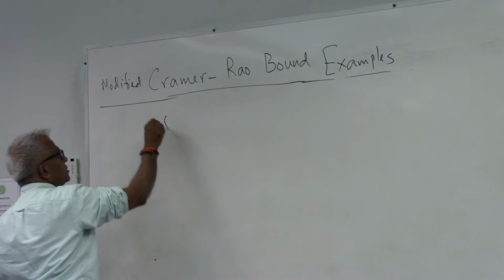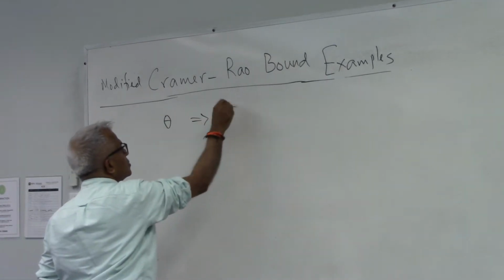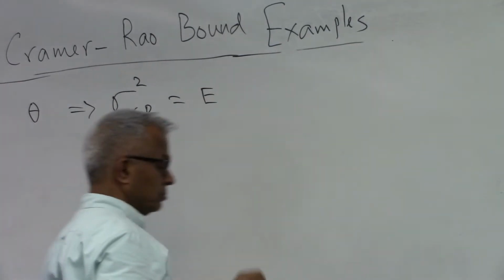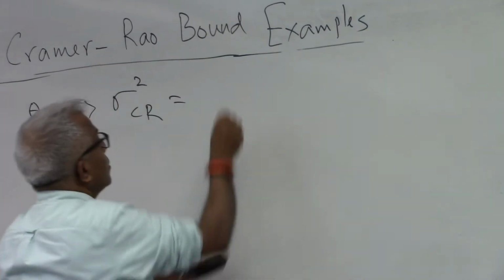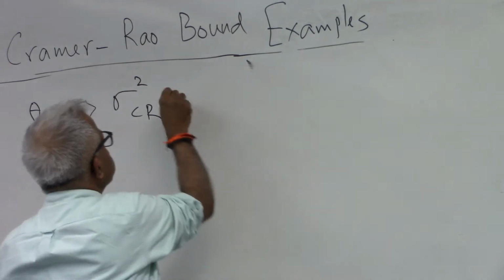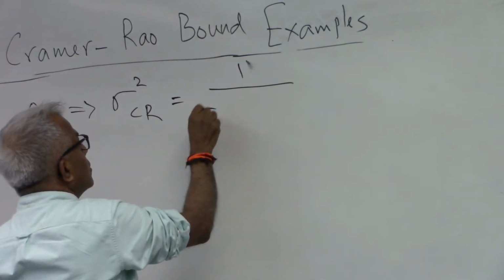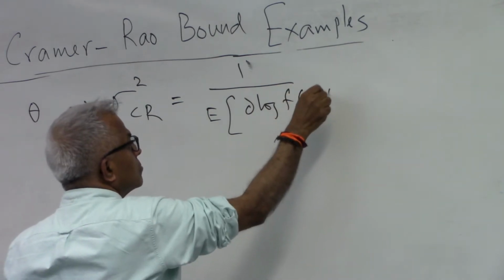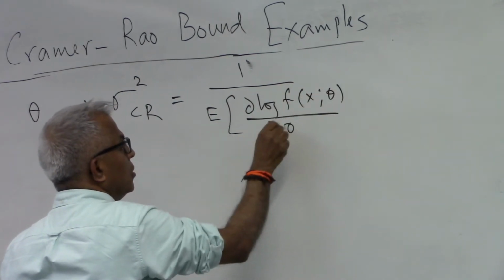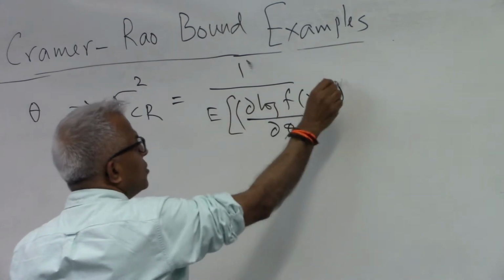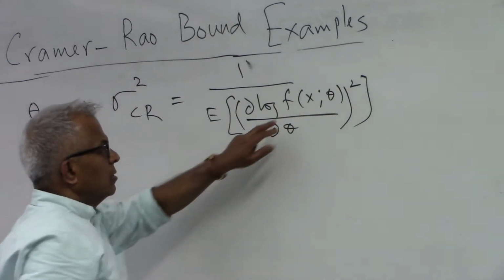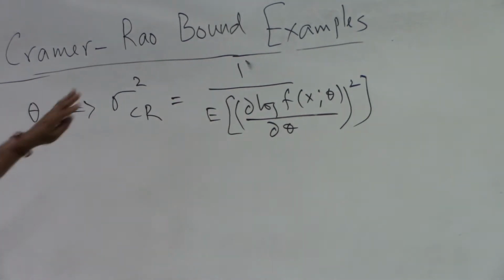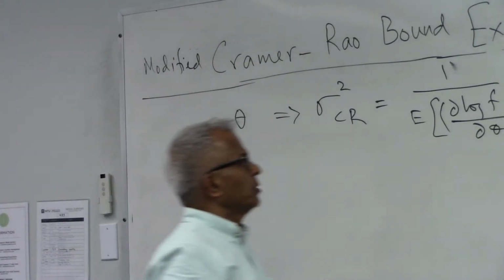For theta, right? The Cramer-Rao bound sigma squared CR is the joint density function of all the observations, the logarithm of that, first derivative squared, expected value. The inverse of that will give you the Cramer-Rao bound.